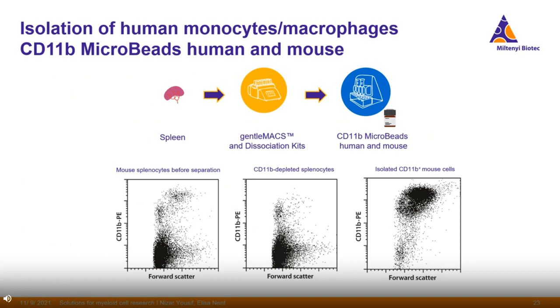Now, an alternative option for the isolation of human and mouse monocytes and macrophages is via the CD11b MicroBeads. These MicroBeads are developed for the isolation or depletion of human and mouse cells based on their CD11b expression. And in these plots, you observe the CD11b positive signal of mouse splenocytes before separation, splenocytes without CD11b positive cells, these are cells in the flow through, and the nicely isolated CD11b positive mouse cells here on the very right.